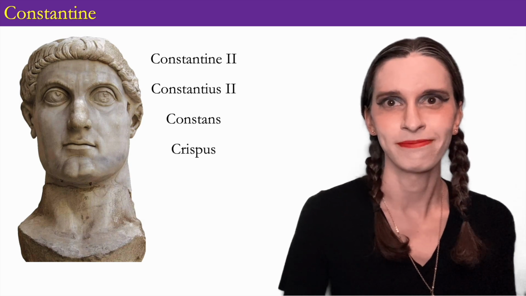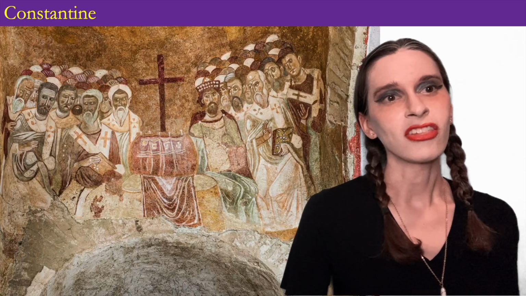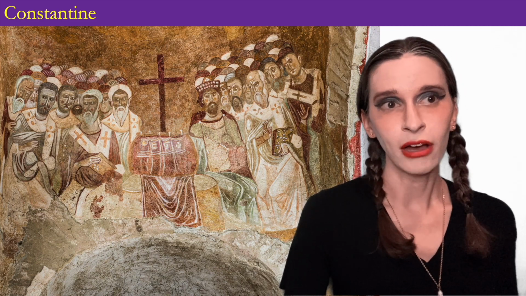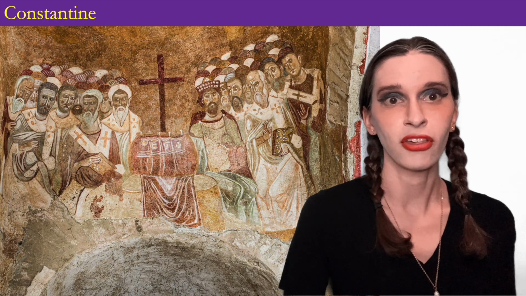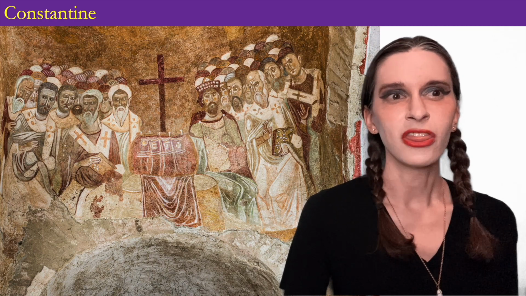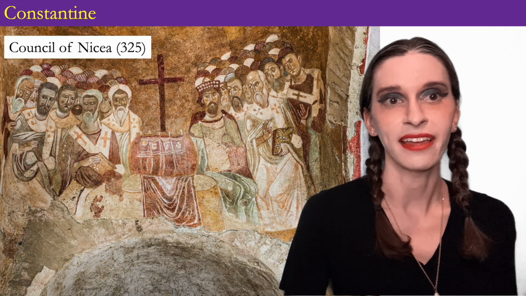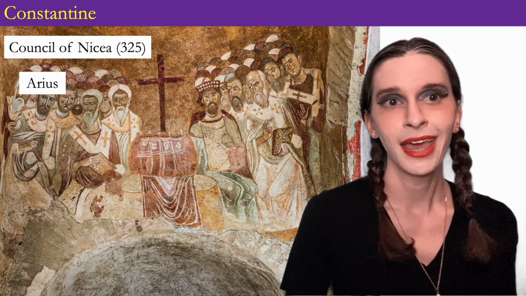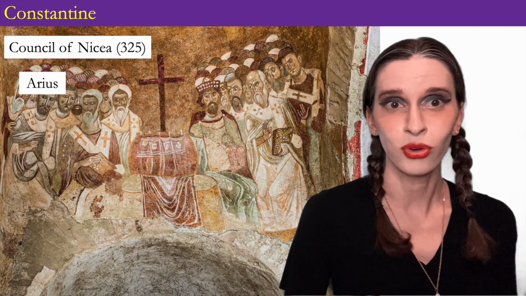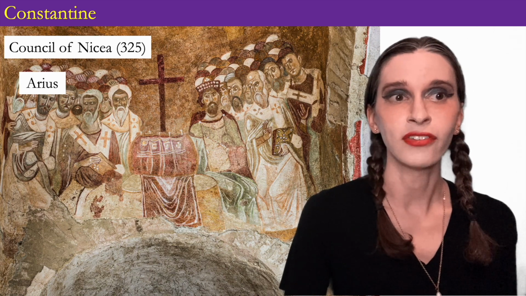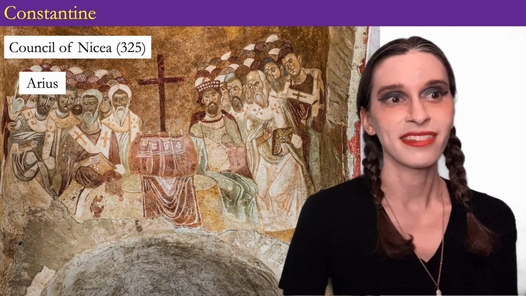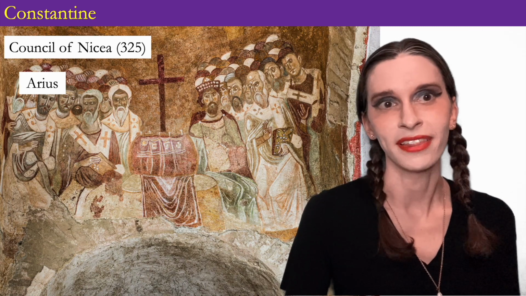Gotta have an outlier. Constantine begins to involve himself directly in disputes within the Christian Church, calling councils under his own authority to address arguments about religious dogma. The biggest is the Council of Nicea in 325, which he calls to address the teachings of Arius. Arius argues that Christ was created by God and is thus of a lower order than God. The Council of Nicea rules against him, stating that the Father and the Son are one and the same.